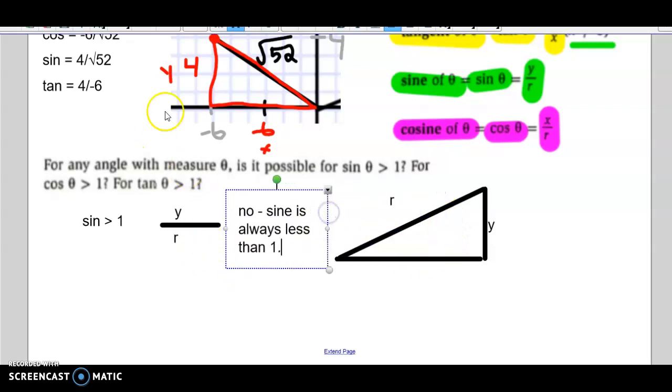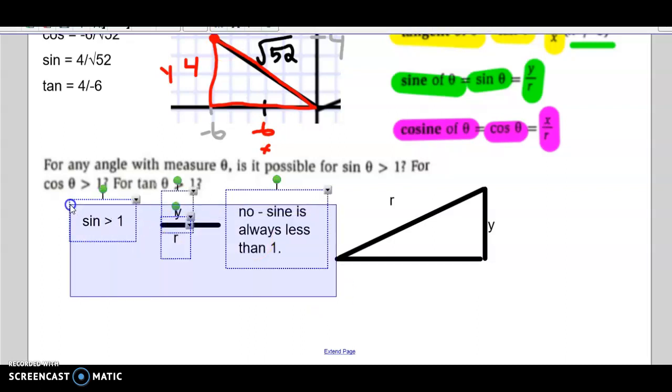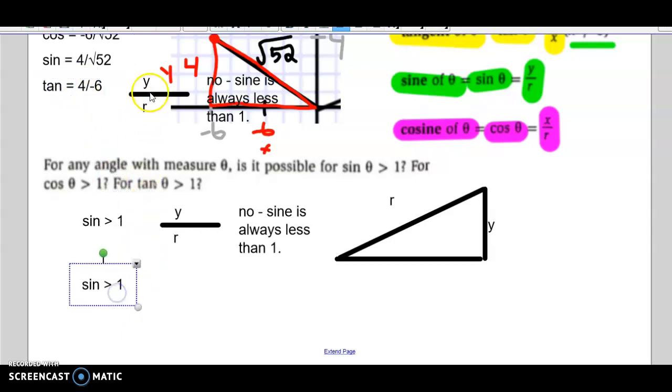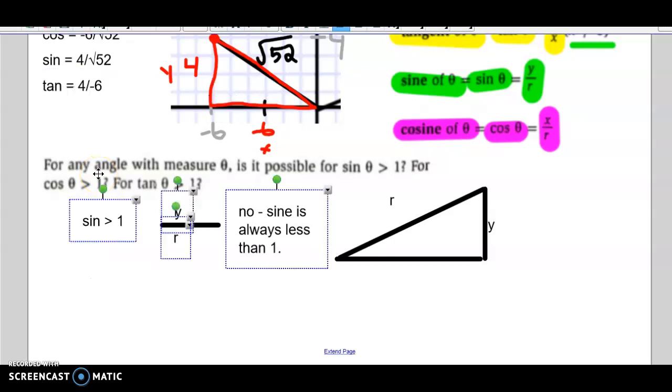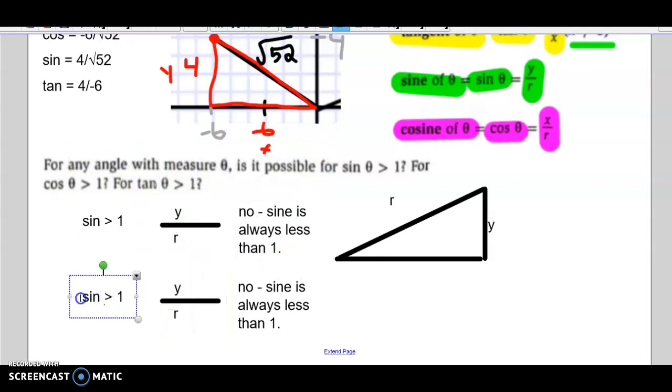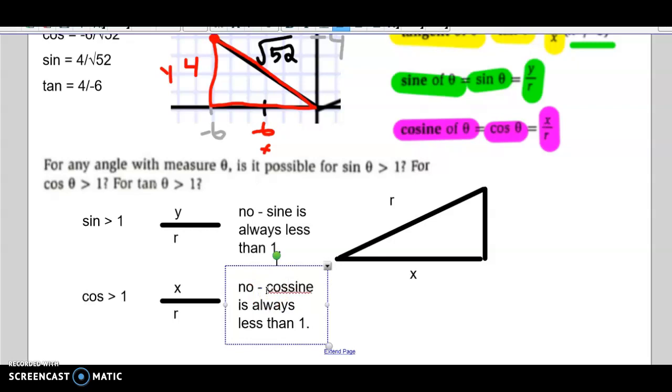False. All right, and we get the same thing if we think about this in terms of cosine instead. The same result, because cosine, and I just made that so ugly, cosine. Let's see if I can do what I want here. There we go. So is cosine greater than 1? Well, we do the same kind of thinking. The only difference is instead of looking at the y, we're now going to be looking at the x. And x over r, that's not true. Cosine, the same thing happens here. The radius is still the longest side.